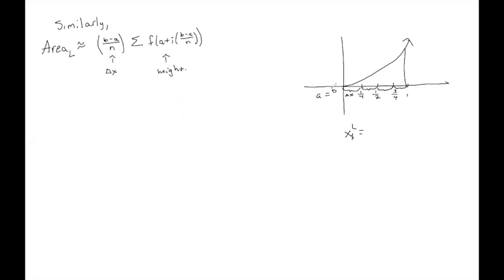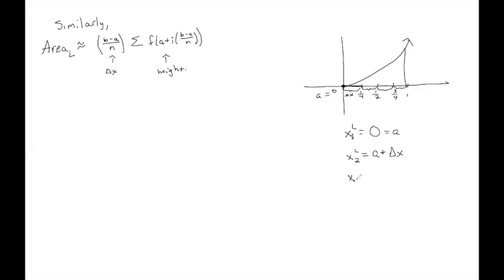Right? I'm starting at A and I'm not moving. This is my first endpoint, and I draw my bar straight over. So this is equal to 0 delta x, which is just equal to A. So how about x2 of L? Well, now that's equal to A plus delta x.